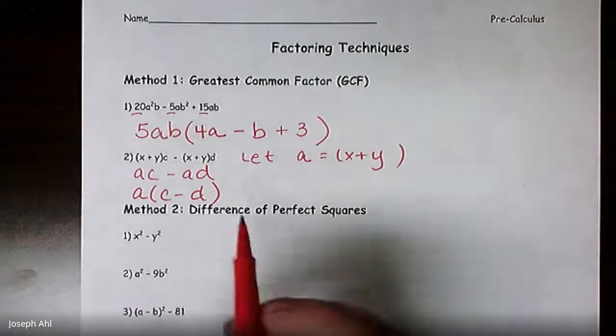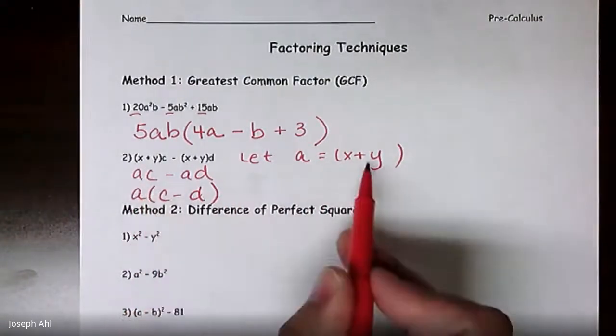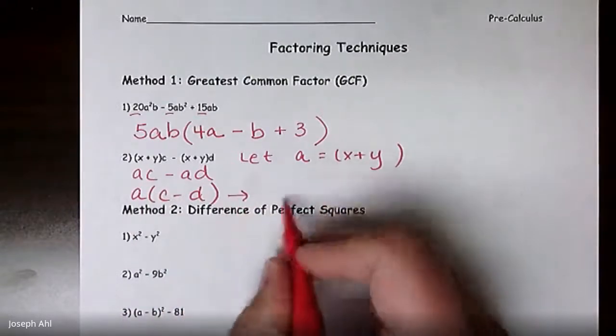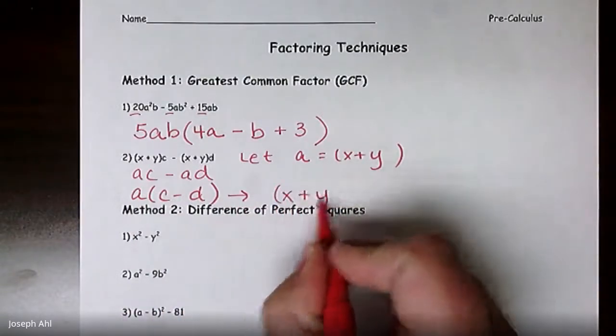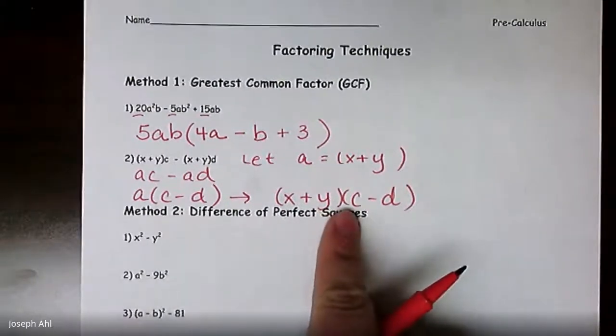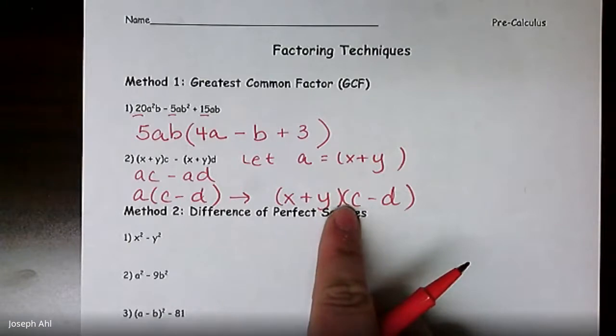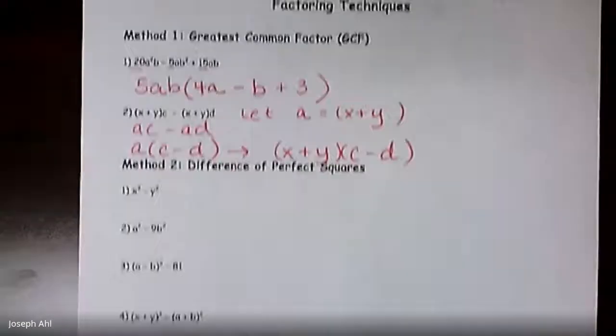The only thing I want to caution you about when using a dummy variable like this is don't forget to replace A with what it was equal to. In this case, it's equal to the quantity x plus y. So when I resubstitute that back in, now this is in factored form. By the way, for something to be in factored form, we want to express it as a product. So if you in the end think that you've completely factored something, but terms are separated with pluses and minuses, then we need to go a little bit further with that.